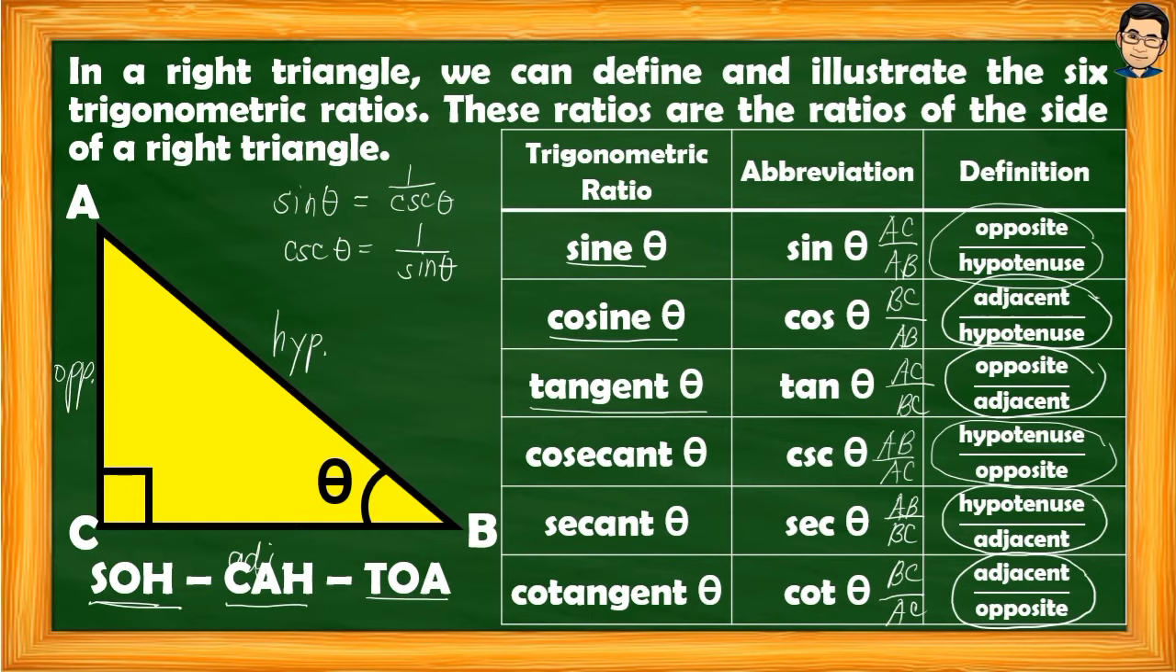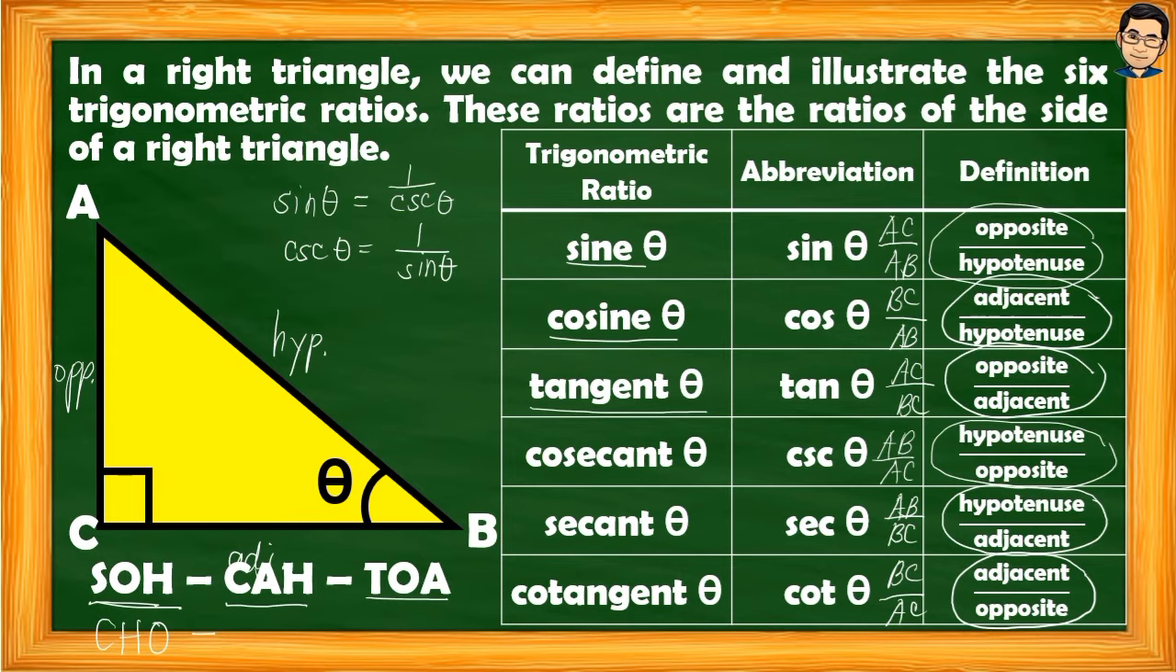So, paano naman ang mnemonic kung reciprocal? Yung cosecant, secant, tsaka cotangent. So, kapag cosecant tayo, hindi siya SO. Magiging CHO siya, CHO. Yan. Cosecant is equal to hypotenuse over opposite.